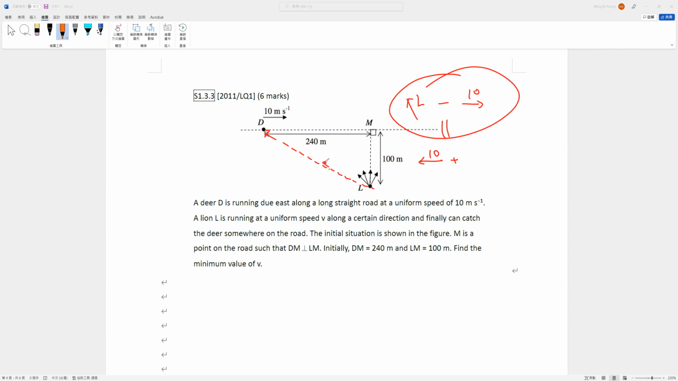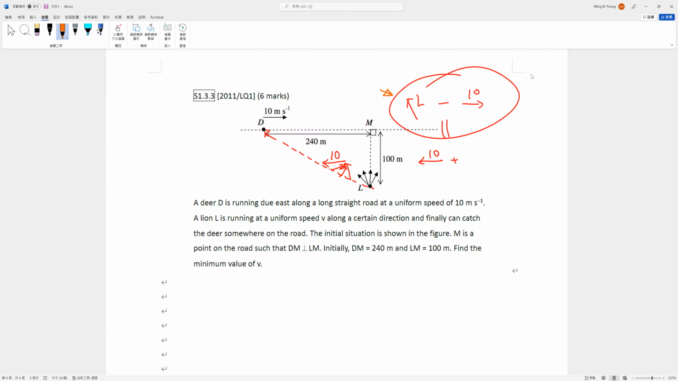So draw the 10 first. Then you add the velocity of lion such that they should be along the dotted line direction. So it can be like this, is it? These two vectors added together are along the direction towards deer. It can be like this, it can be like this, and you're going to find which one will be smallest. But this is how we find the relative velocity, the velocity of lion minus the velocity of deer.